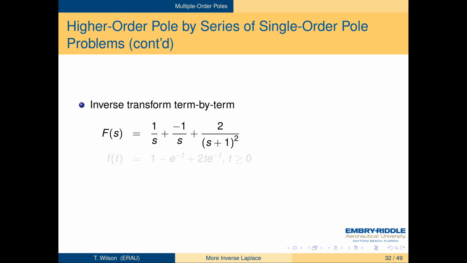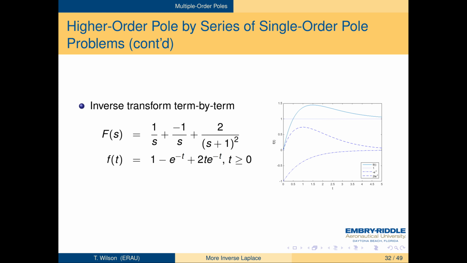Now we can inverse transform term by term to find that f of t is 1 minus e to the minus t plus 2t e to the minus t for t greater than or equal to 0. Again, in the partial fraction, that should be 1 over s plus minus 1 over s plus 1 plus 2 over s plus 1 squared. The individual waveforms are shown on the graphs as well as the solid line, which is f of t.